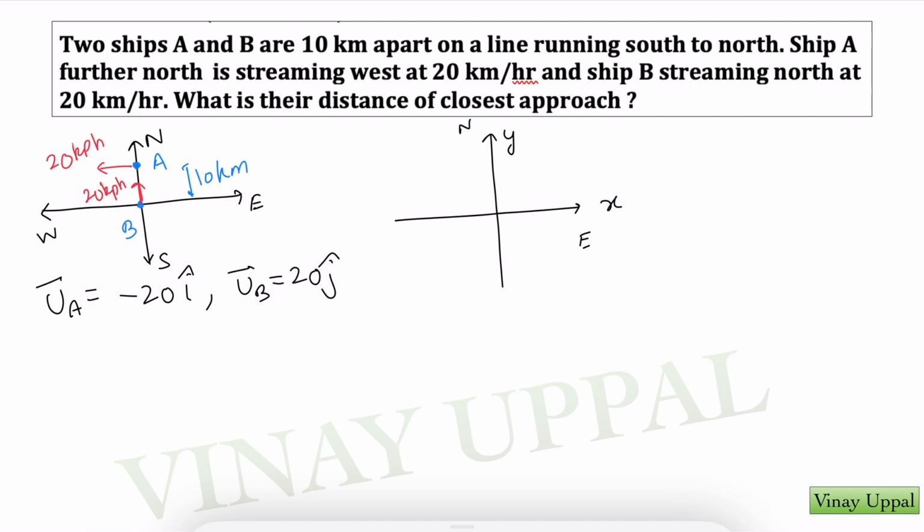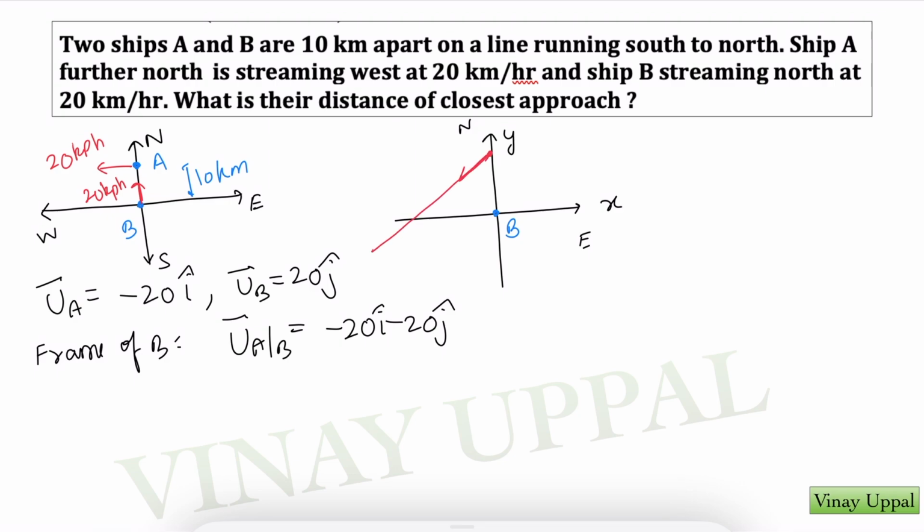Now if I go in the frame of one of the particles, let me go in the frame of B. The velocity of A with respect to B will simply be minus 20 i cap minus 20 j cap. So in the frame of B, B is stationary and the velocity of A would be in this direction. This is the velocity of A with respect to B. You can see from this that the x and y components are equal in magnitude, so this angle should be 45 degrees.